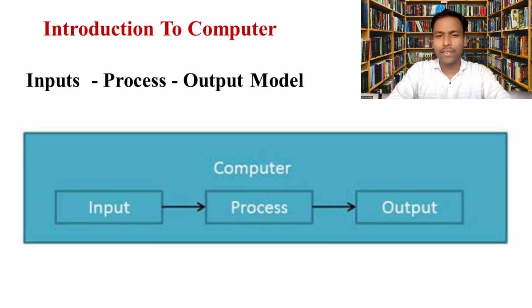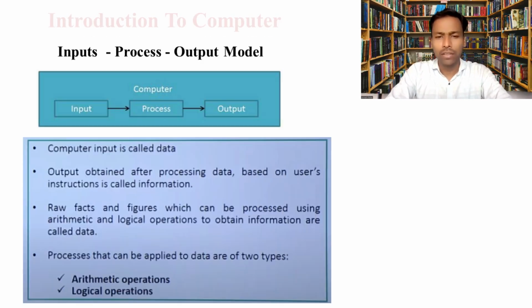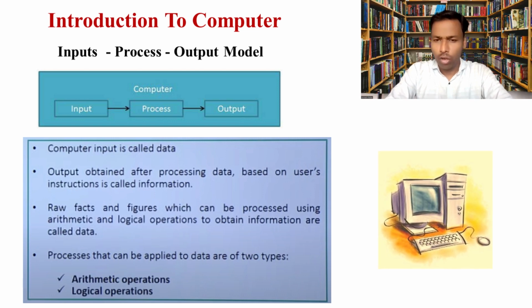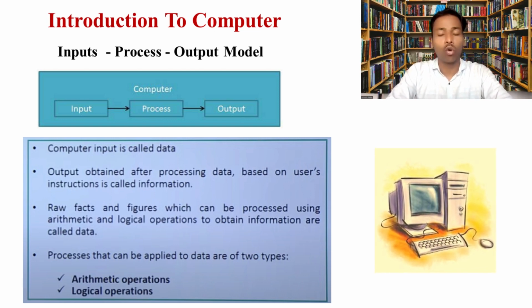That brings us to the input process output model of the computer. Here, as you can see, this is the simplest workflow of a computer that I have drawn for you. An input is given, which is processed, and output is given. Computer input is called data. Any raw information, raw facts, figures are called data. This data is processed upon by the computer.